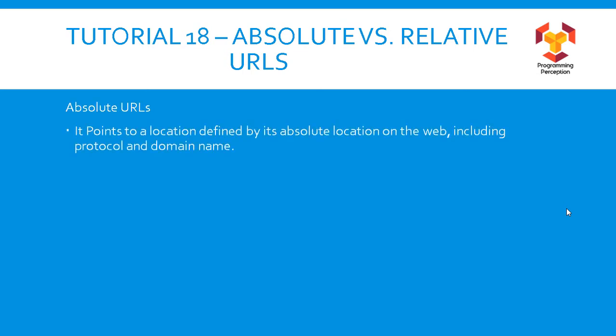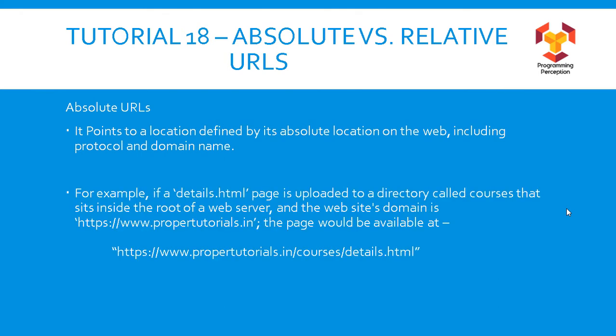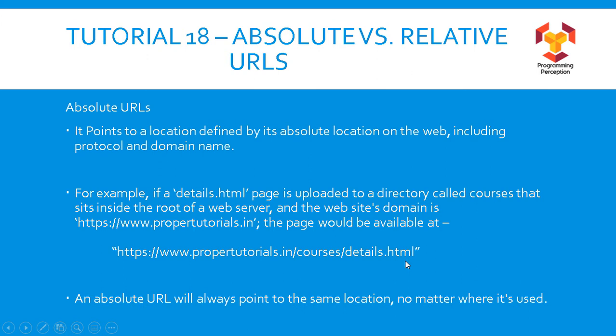Absolute URLs. An absolute URL points to a location defined by its absolute location on the web, including protocol and domain name. For example, if a details.html page is uploaded to a directory called courses that sits inside the root of a web server and the website's domain is https://www.propertutorials.in, the page would be available at this certain URL. An absolute URL will always point to the same location no matter where it's used.